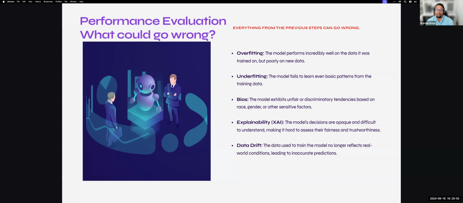Okay. The other big one is data drift, right? This is pretty common with LLMs. So for example, when ChatGPT came out, I believe it was only trained on data up to 2022.